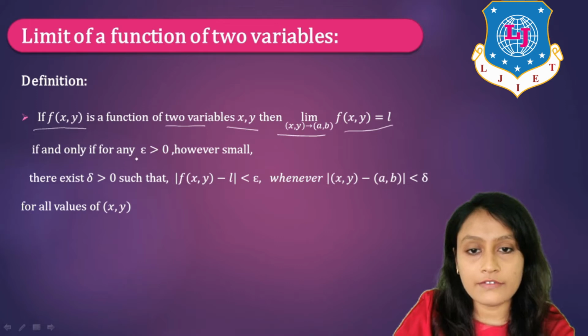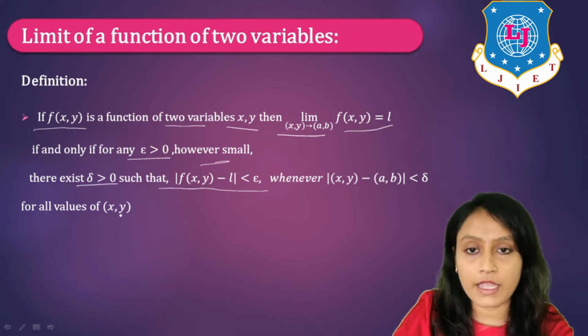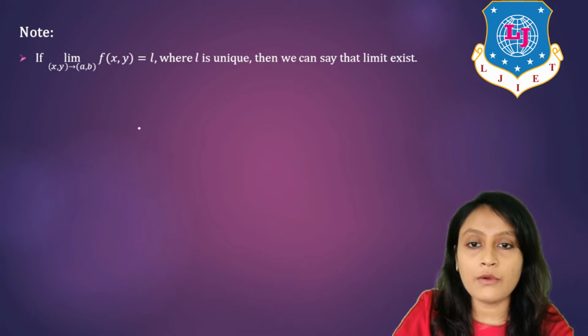If and only if for any epsilon greater than 0, however small we are taking, there exists a delta greater than 0 such that mod of f of x comma y minus L is less than epsilon whenever mod of (x, y) minus (a, b) is less than delta, for all values of x, y. Okay, this definition we have already studied. Now let's study a few points.